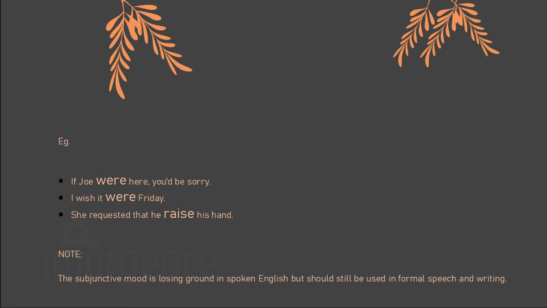So if it's a past situation or an instance, we primarily use "was." If it's something that did not happen, or if you wish it to happen, or if it's something hypothetical or contrary to the fact, then we would go ahead and use "were." So if Joe were here, he would be sorry.